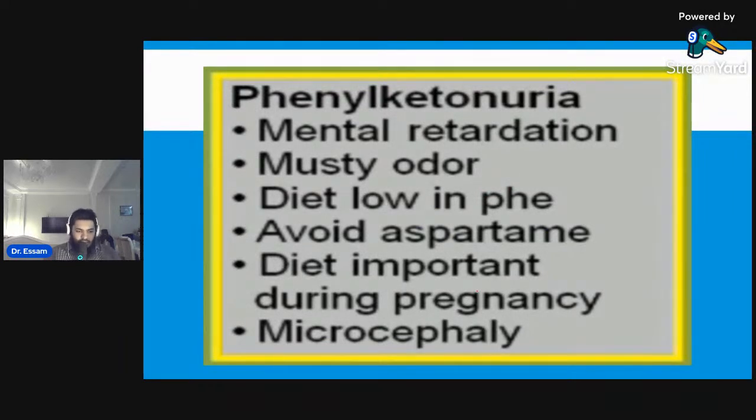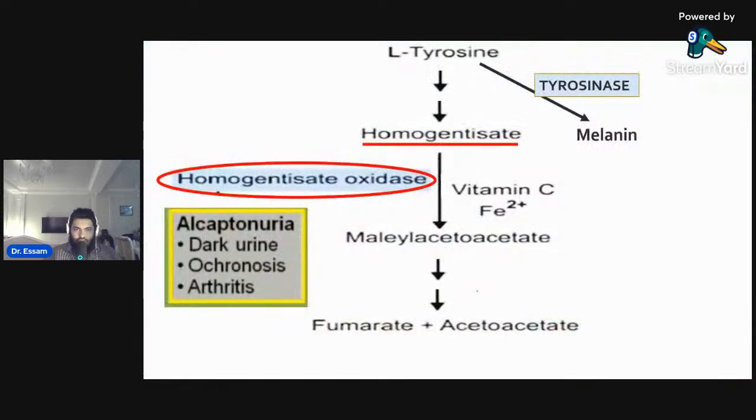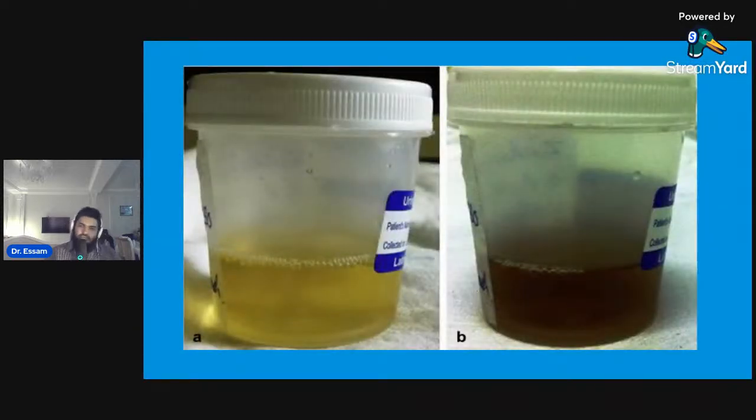Next we are going to talk about another disease, and in the second disease, can you please tell me what do you see on the screen on the left side and on the right side? Can you please tell me?